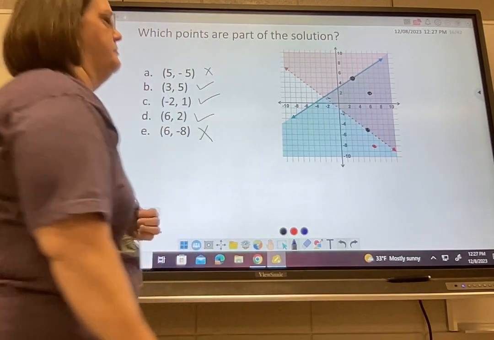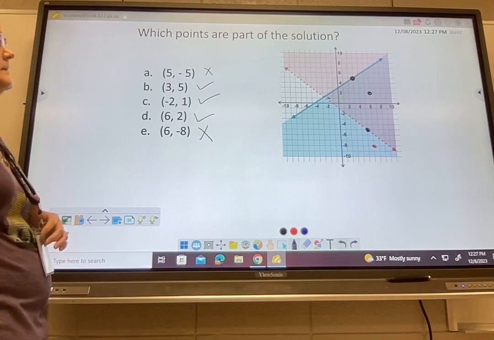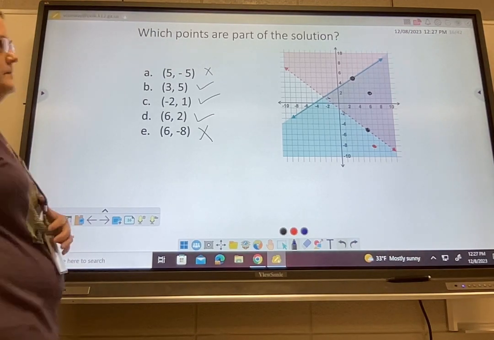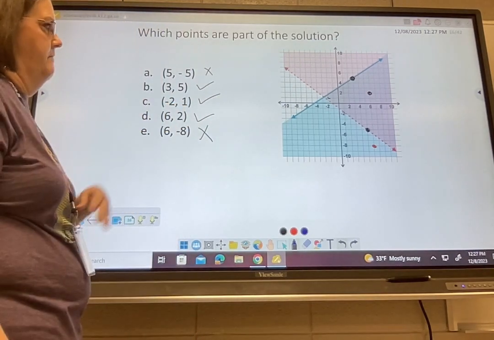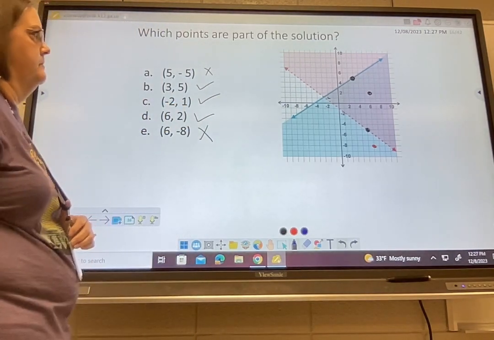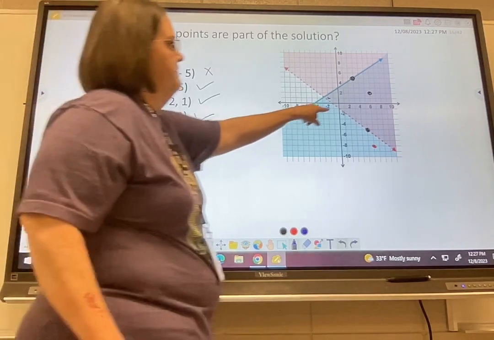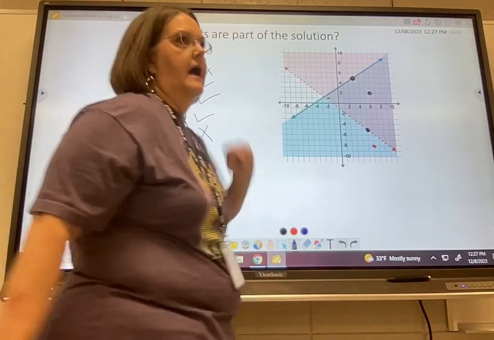It's just in the double shaded region. It works. 6, 2 is right there. Is right in the shaded region, and 6, -8 is not in the shaded region. And the 0.35, if I failed to mention it earlier, is on the solid line, and it works.